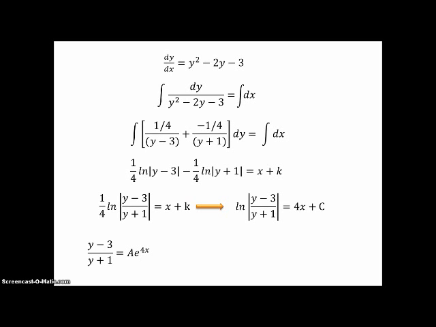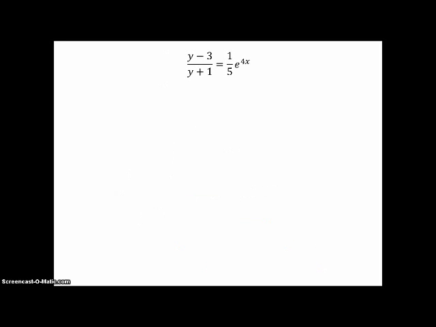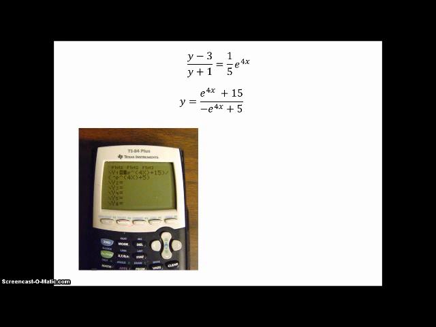I skipped some steps there because a could be positive or negative. And then plugging in 4 for y, I get a equals 1/5. Okay, so now we have (y minus 3) over (y plus 1) equals 1/5 e to the 4x. And I didn't show the steps, but if you solve for y, you get this function. Okay, so then I put that into my trusty calculator.